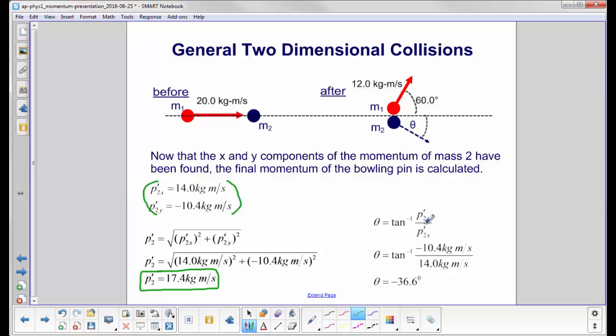Now we want to find the angle theta. That is equal to tan inverse of the momentum in the y direction divided by the momentum in the x direction. We put the numbers in here, and here we see the angle will come out to be negative. The tangent function is negative in the fourth quadrant, and we get an angle of negative 36.6 degrees. Or we could also say it is 36.6 degrees south of the x-axis.